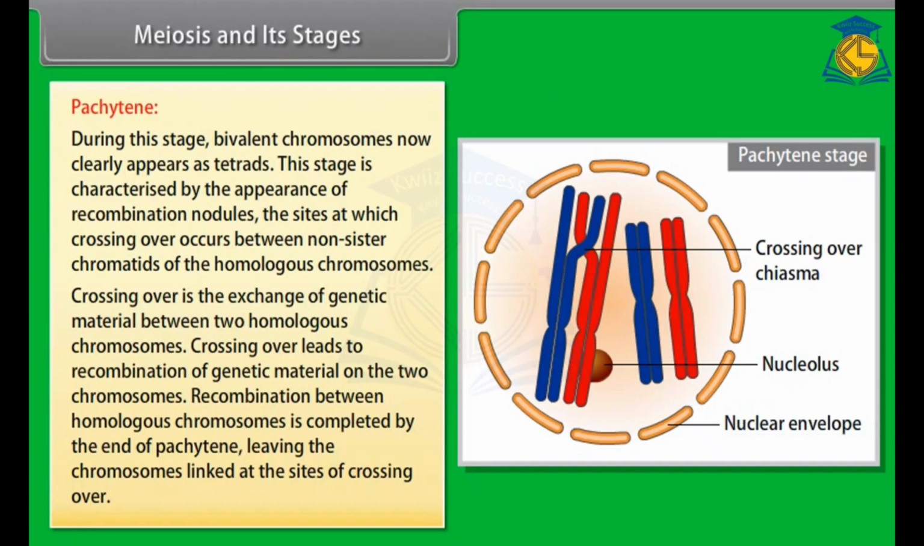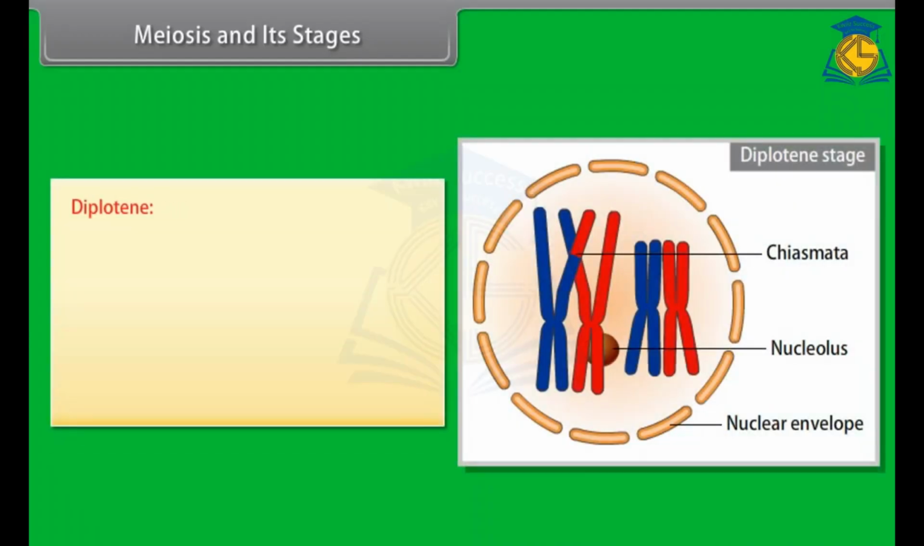Crossing over leads to recombination of genetic material on the 2 chromosomes. Recombination between homologous chromosomes is completed by the end of pachytene, leaving the chromosomes linked at the sites of crossing over. Pachytene stage is followed by the diplotene stage.